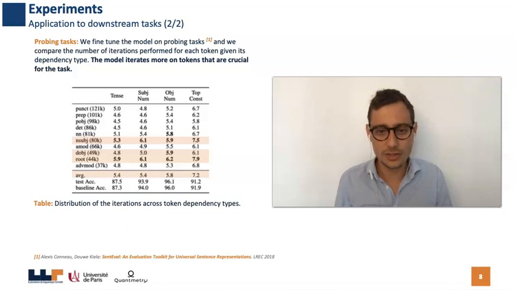Iterations are also unevenly distributed across tokens. For example, the subj number task aims to predict the subject number, and the subject achieves the maximum number of iterations. Whilst for the obj number task, which aims to predict the object number, the object and root token iterate more. Similarly, all tasks present a high number of iterations on the main verb, the root token. That is crucial for each prediction.